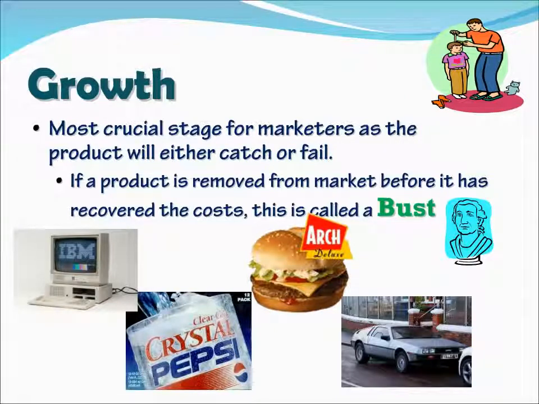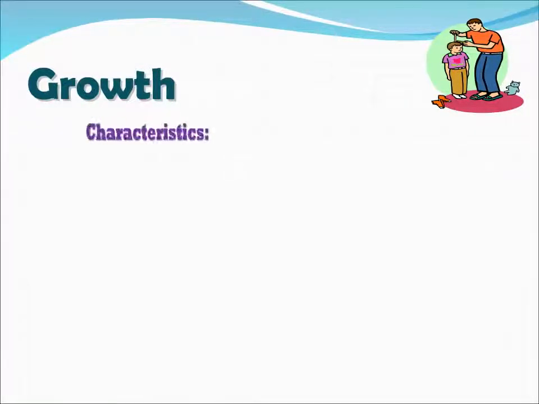So if the product is removed from the market before it has recovered the costs of production from the market introduction stage, then it's what we call a bust. Think of the Crystal Pepsi product that I told you about, or Arch Deluxe, or the DeLorean, or the IBM PC Junior, right? All these products never really recoup those costs of production. We call these bust products.